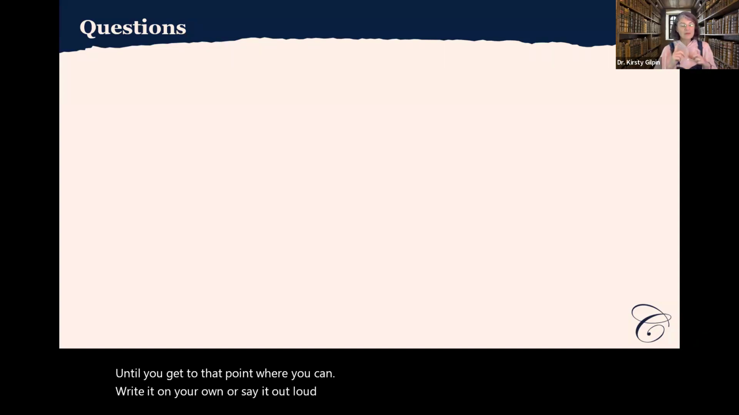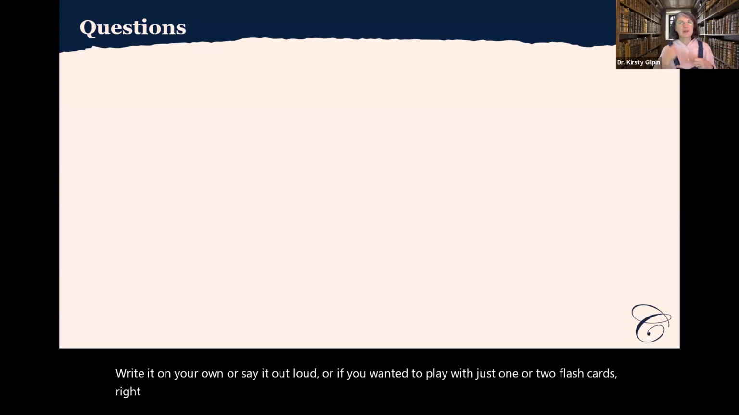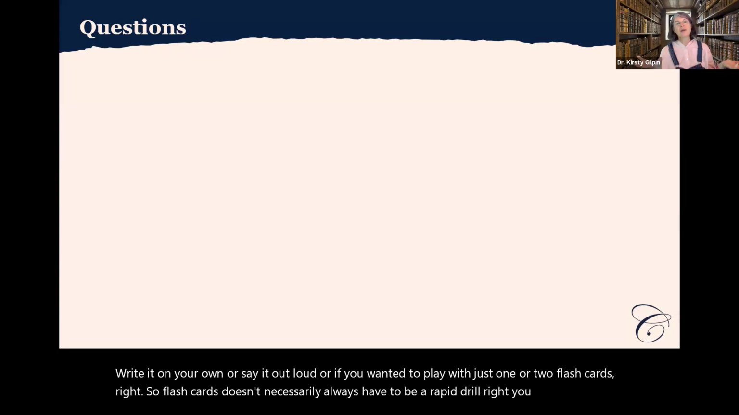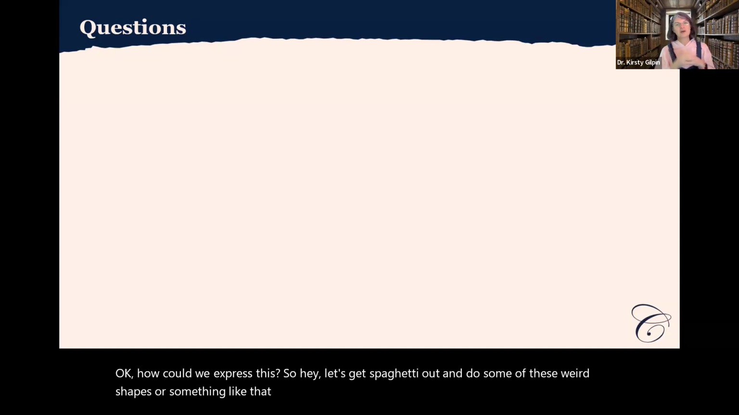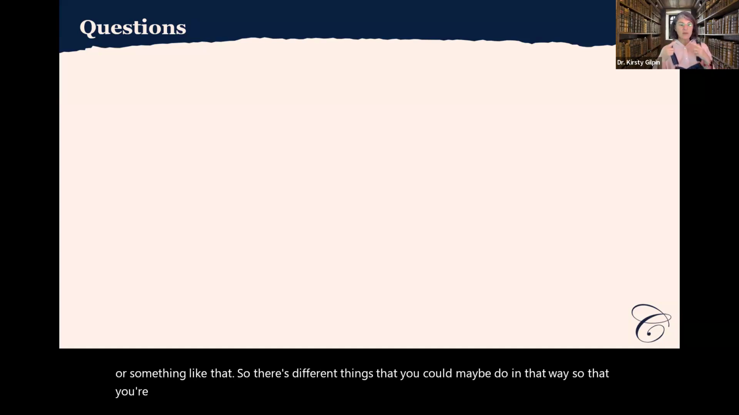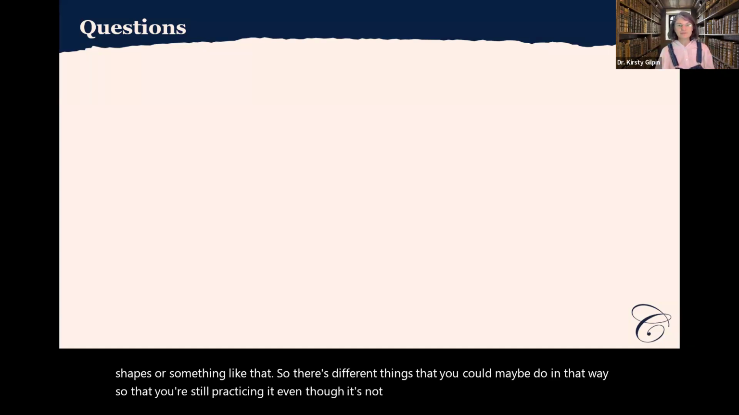Or if you wanted to play with just one or two flashcards, flashcards don't necessarily always have to be a rapid drill. You could think, okay, how could we express this? So, hey, let's get spaghetti out and do some of these weird shapes or something like that. There's different things that you could do in that way so that you're still practicing it, even though it's not a verbal exercise.